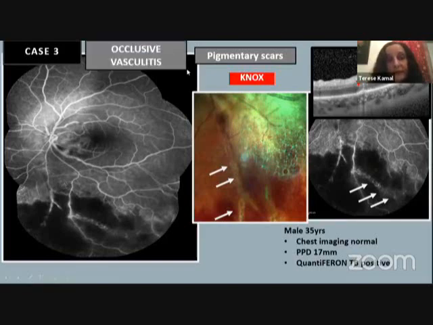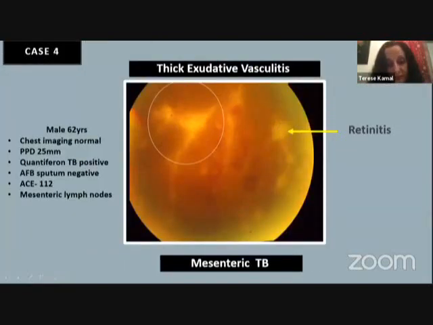Another type is the thick exudative vasculitis, and this was a patient with mesenteric TB. A few interesting points about this patient. The first is that his ACE was 112, which is high, but that was because he was a smoker. So do not confuse your labs and do not rush to diagnosis. This patient doesn't have sarcoid; he's just a smoker with high ACE. The other point is that he has very thick perivascular infiltrates. Sometimes this may spread to the retina, giving a form of retinitis, or sometimes in TB these patients may have retinitis separate and away from areas of vasculitis.